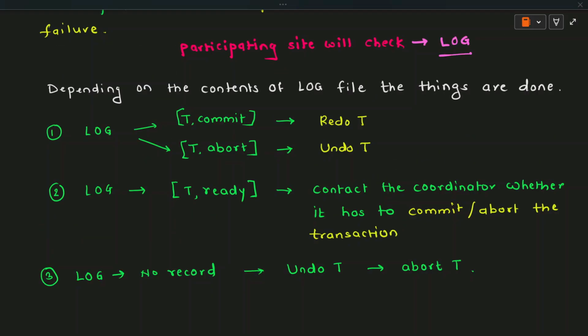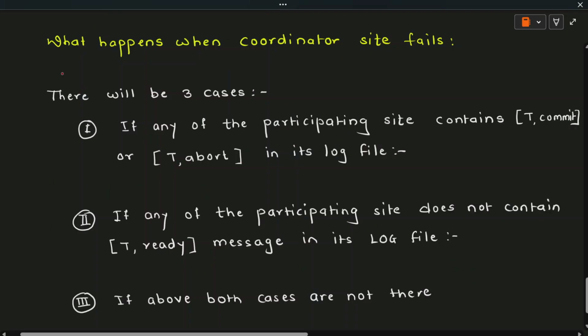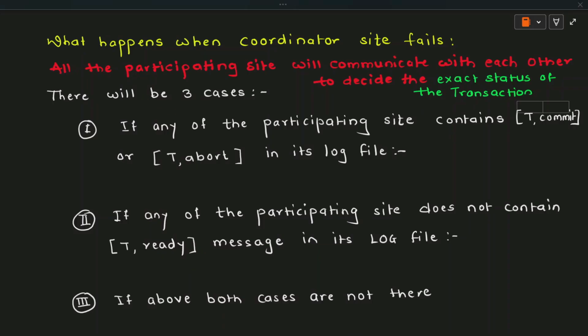Till now, we have discussed the failure and recovery of the participating site. Now, we will discuss the failure and recovery of the coordinator site. When the coordinator site fails, then all the participating sites will communicate with each other to decide the exact status of the transaction. In this case, there will be three scenarios. In the first case, if any of the participating sites contains a commit or abort message in its log file, then we can say that the transaction is either committed or aborted as per the content written inside the log file.